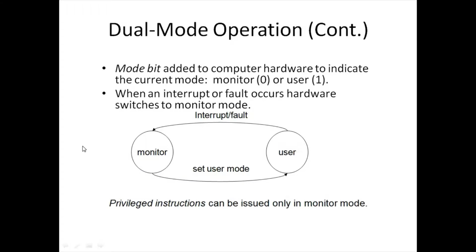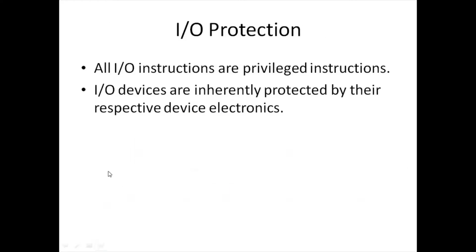Now, in dual mode operation, a mode bit is added to the computer hardware to indicate the current mode. For monitor mode it is indicated by 0, and for user mode by 1. When an interrupt or fault occurs, the hardware switches to monitor mode. The diagram is shown in the picture. Privileged instructions can be issued only in monitor mode. And for I/O protection, all input-output instructions are privileged instructions. The input-output devices are inherently protected by their respective device electronics.